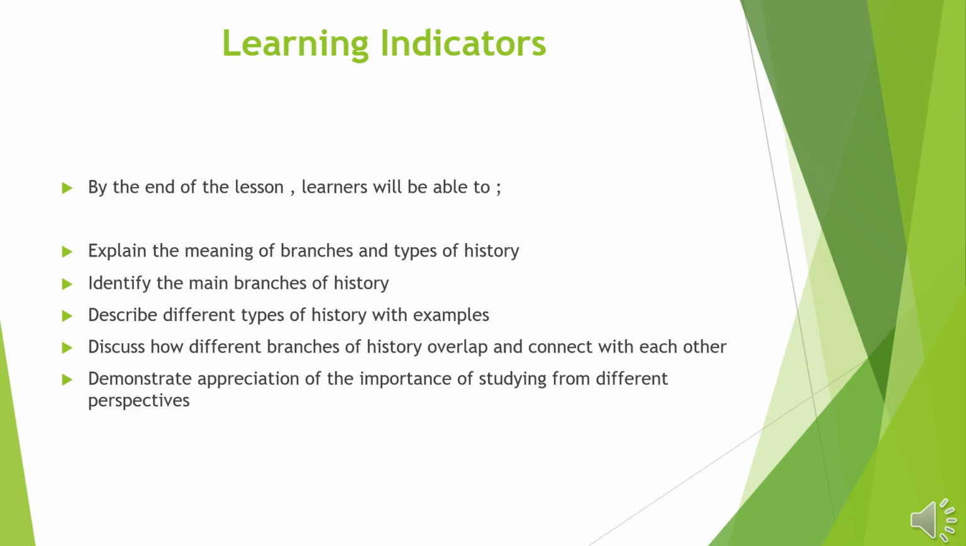Our learning indicators today will be, by the end of the lesson, learners will be able to explain the meaning of branches and types of history, identify the main branches of history, describe different types of history with examples, discuss how different branches of history overlap and connect with each other, and demonstrate appreciation of the importance of studying from different perspectives.